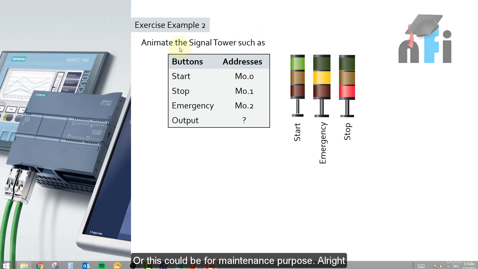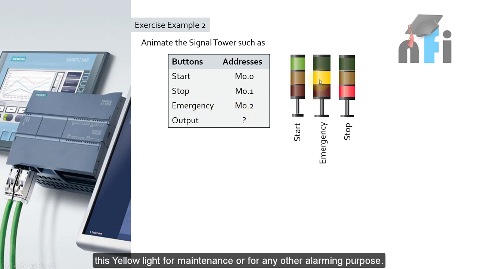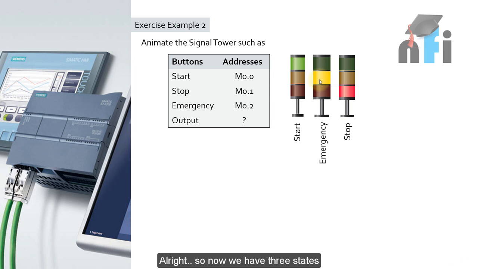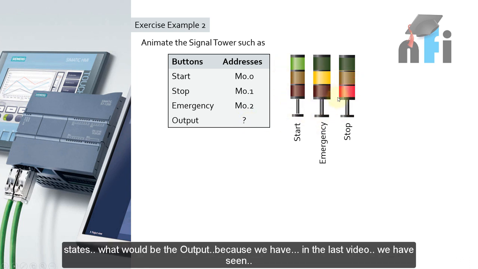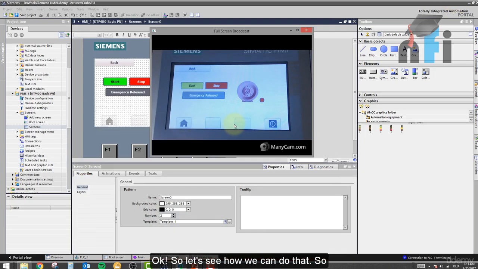I'm just giving you a small example of using emergency here, but you can also use this yellow light for maintenance or for any other alarming purpose. So now we have 3 states in our animations. So what would be the output? The output is the same as motor, let's say, but for the animation of these 3 states, what would be the output? Because in the last video we have seen just 0 and 1. Now we have 3 states, 0, 1, and 2. Let's see how we can do that.